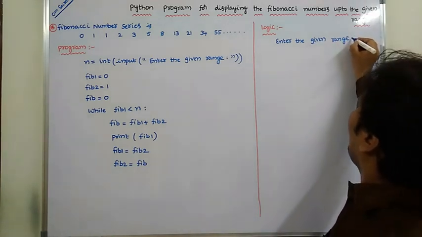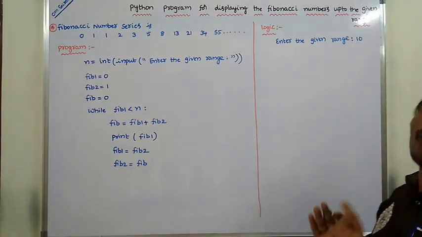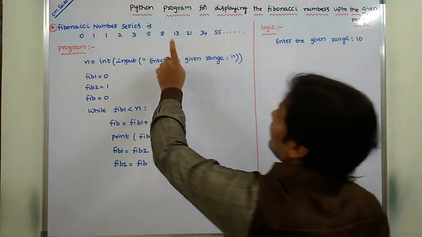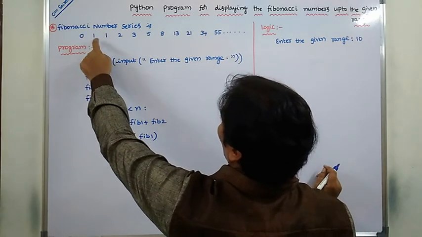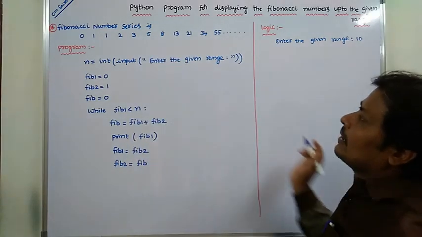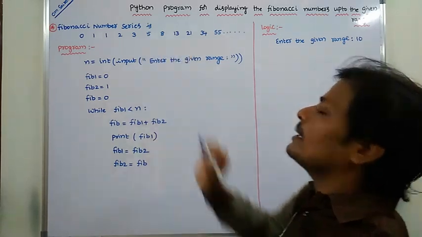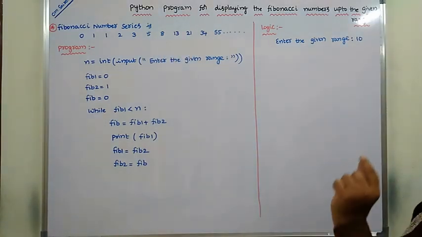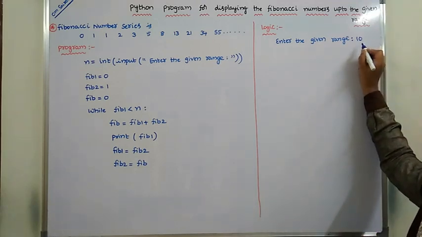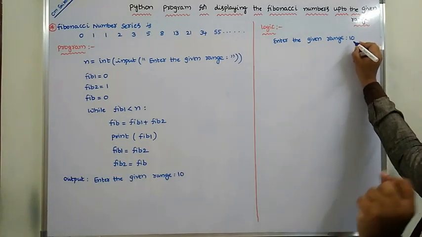Enter the given range. My given range is 10. That means below 10, whatever Fibonacci numbers are there, those are displayed. Below 10, what are the Fibonacci numbers? 0, 1, 1, 2, 3, 5, 8. So up to now, below 10, these are the Fibonacci numbers that we display. This 10 can be given from the keyboard.